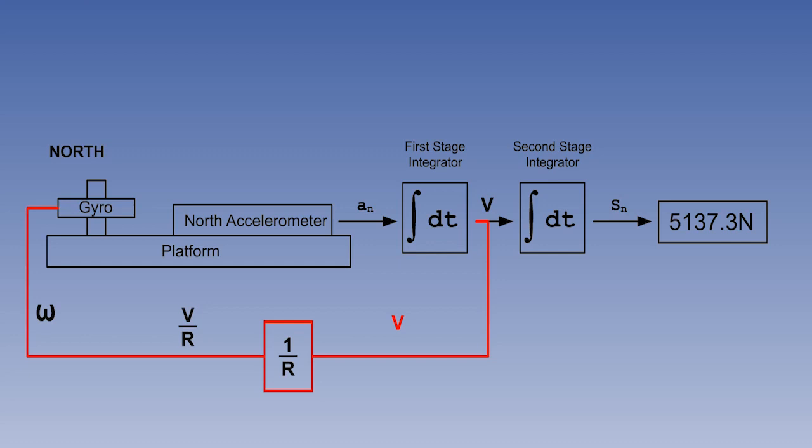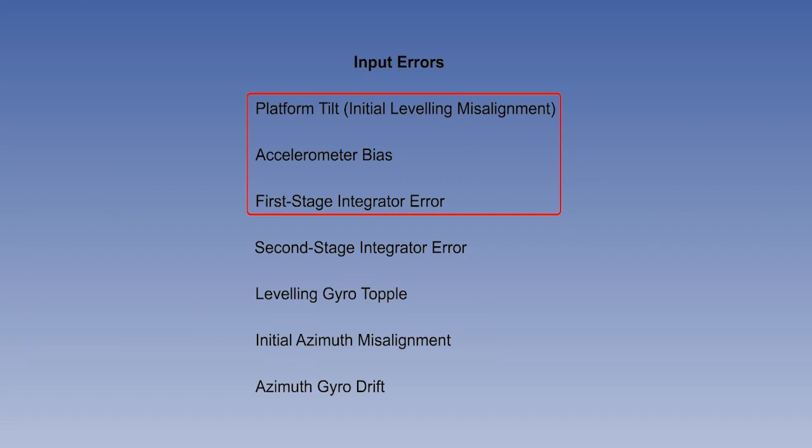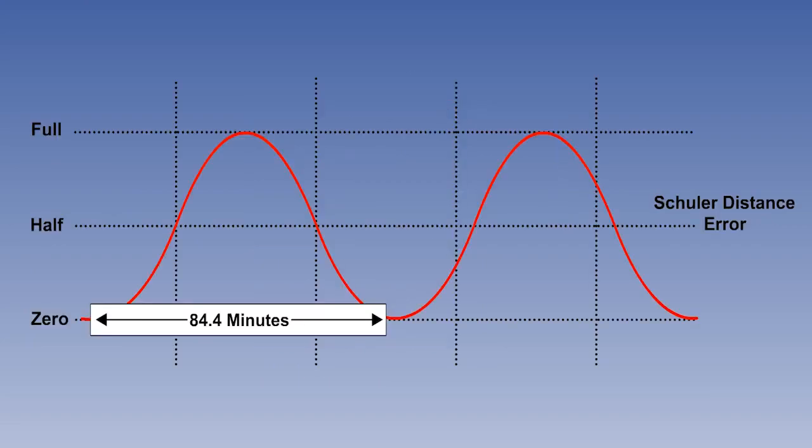Let's look at what could cause a velocity error. As we have seen, the platform might not be level. Secondly, there might be an accelerometer bias. And finally, there might be first-stage integrator error. These are the only three. The combination of contributions from all three gives us our Schuler error. These errors are also known as bounded errors because they do not increase with time.